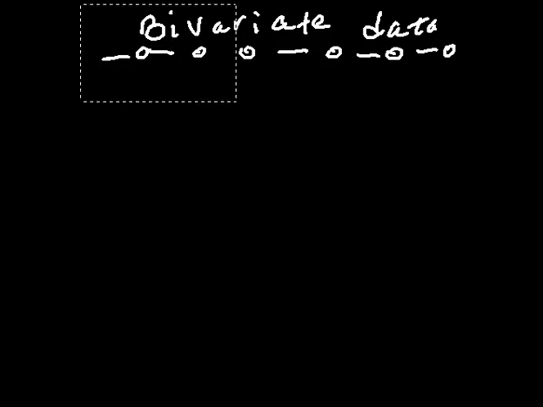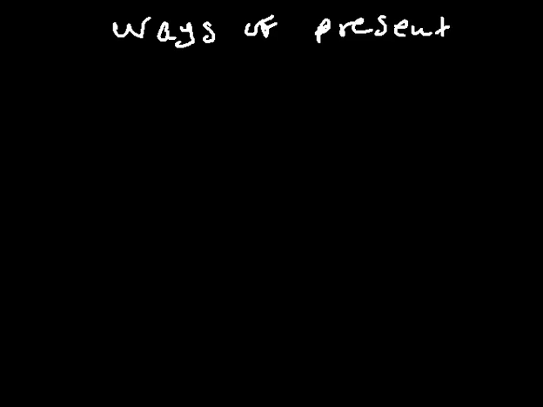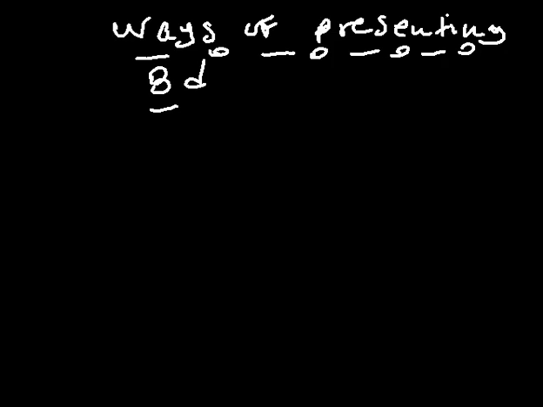So, ways of presenting bivariate data. What are the ways in which bivariate data can be presented? How do you think bivariate data can be presented?